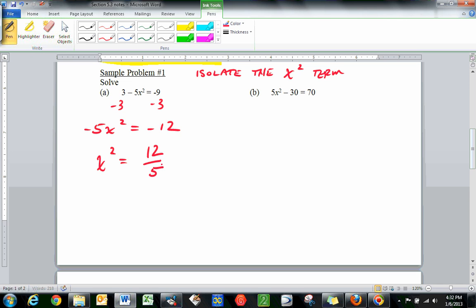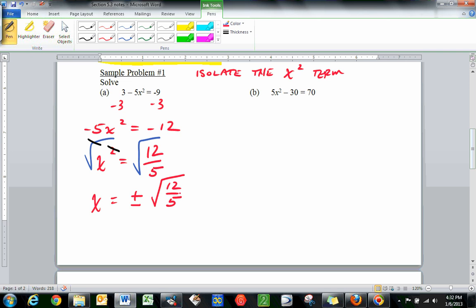Now, here we finally have the squared term by itself, so we can take the square root of both sides to eliminate the squared term. So that root is going to eliminate that power, leaving us x is equal to plus or minus the square root of 12 over 5.